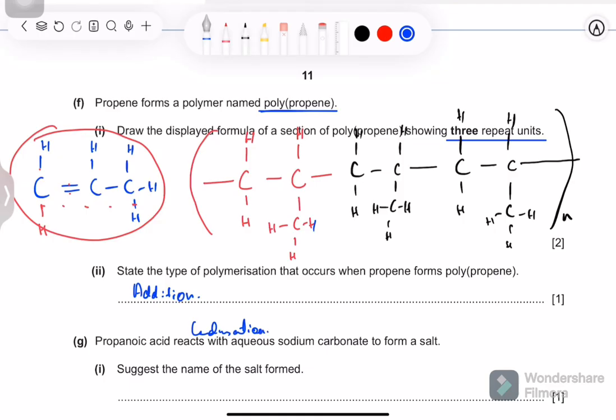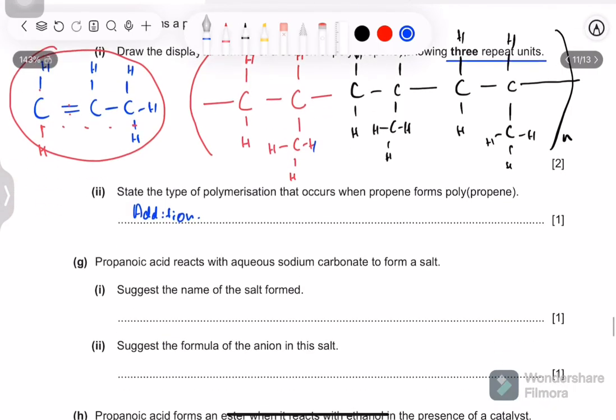polymerization, in which a small product is produced like water, but in addition no double bond. There is a double bond broken and no additional product is formed.